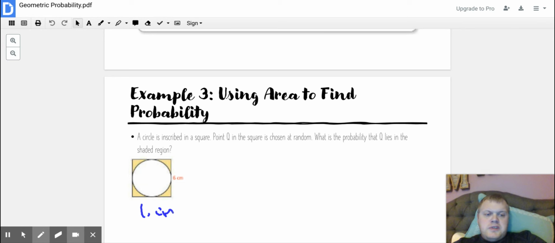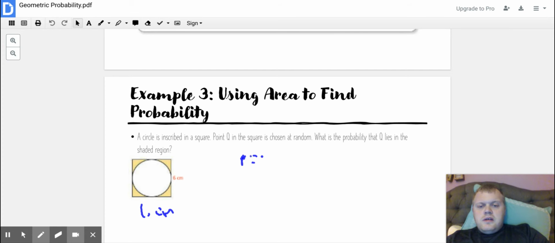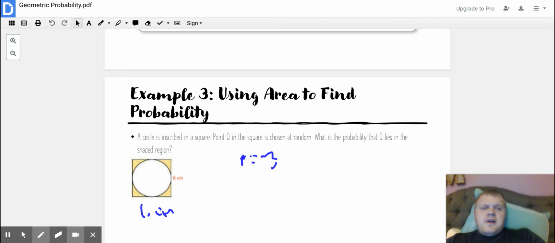Now, that line that we just wrote, 6 centimeters, is also going to end up being the diameter of that circle. Unfortunately, for area of a circle, we do not need the diameter. We need the radius. So to find the radius here, we're going to take half of that. Half of our diameter means the radius should be 3. So using our radius, now we can find the area of the circle.